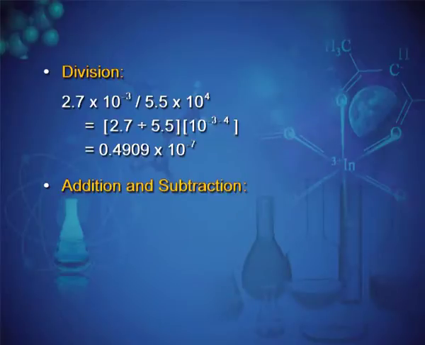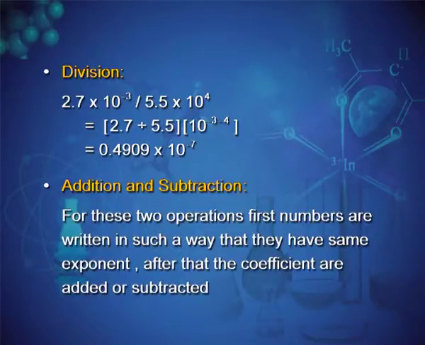Addition and subtraction. For these two operations, first the numbers are written in such a way that they have the same exponent. After that, the coefficients are added or subtracted.